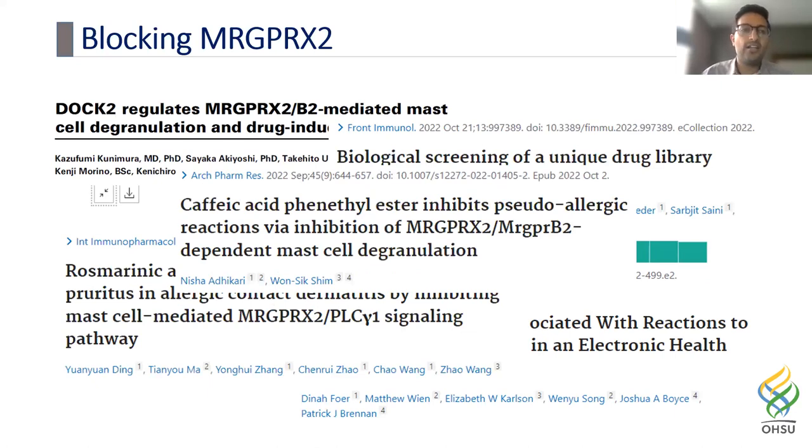And so for these patients that do have anaphylaxis to neuromuscular blocking agents, skin test negative, very likely going through this MRGPRX2 receptor, could we give them a medication beforehand that prevents that activation from happening so they can get anesthesia safely? So a lot more to come on this in the next few years.